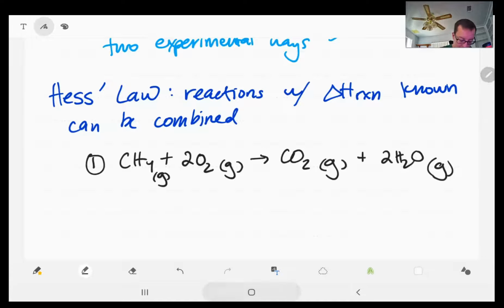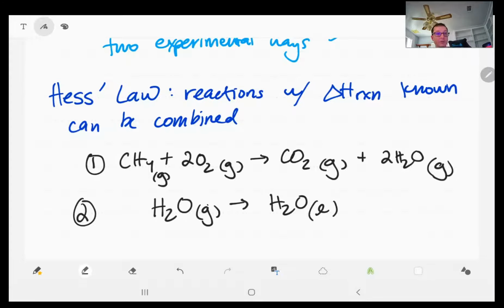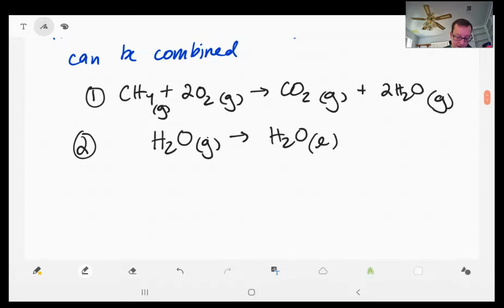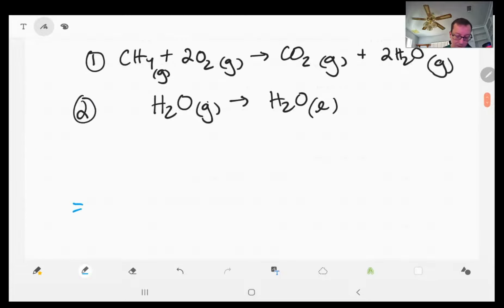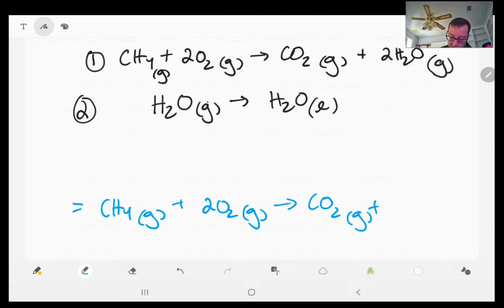Burning stuff. And then, actually, I'm going to leave it like this. Gaseous water turning into liquid water, we can actually combine these two reactions, and I'll show you how the work goes for that. If we combine them, we can see what the enthalpy change would be for having liquid water as a product instead.